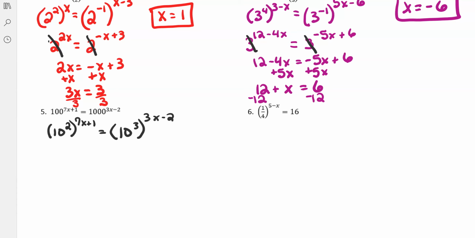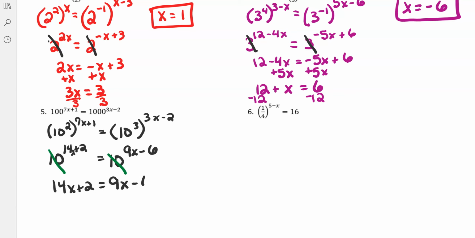All right, so now we've got to distribute. So that's going to be 10 to the 14x plus 2, and then this one's going to be 10 to the 9x minus 6. All right, so our bases are going to cancel, and we're going to have 14x plus 2 equals 9x minus 6.